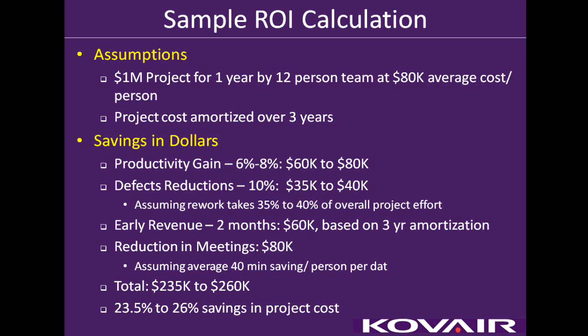And reduction in meetings, for example, all the interaction we are supposed to do without the integration actually is reduced, assuming about 40 minutes saving per person per day, and that actually comes down to about 80K. So if you add all of them together, it comes to 235K to 260K, which is about, let's say, 25% savings in project cost, which is a substantial savings in terms of implementing the integration.